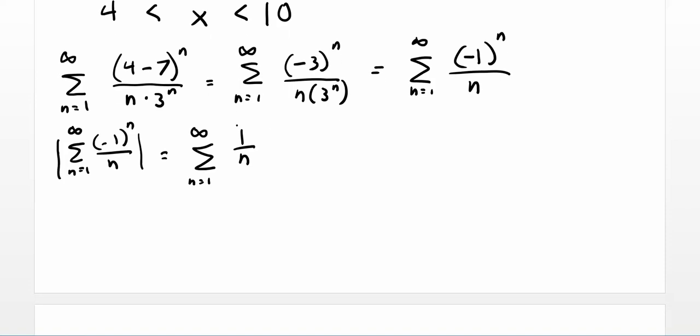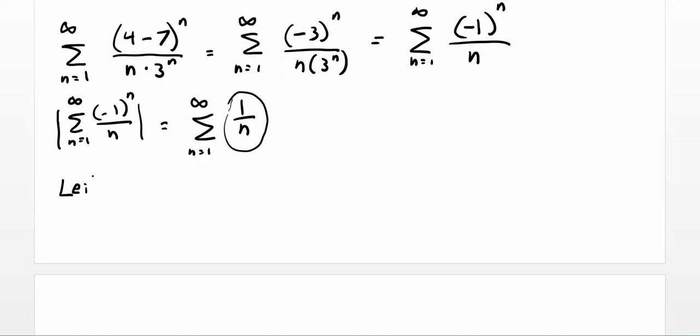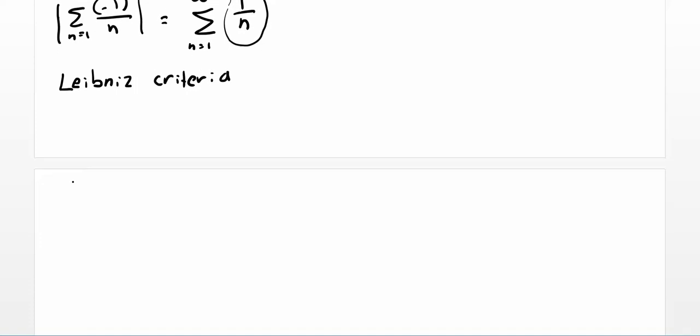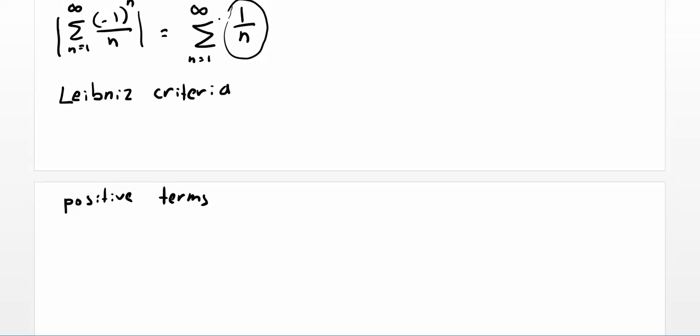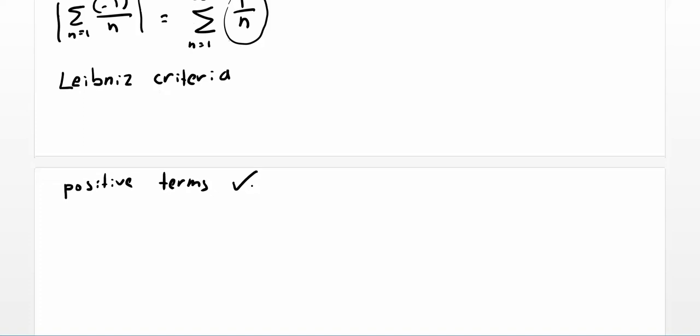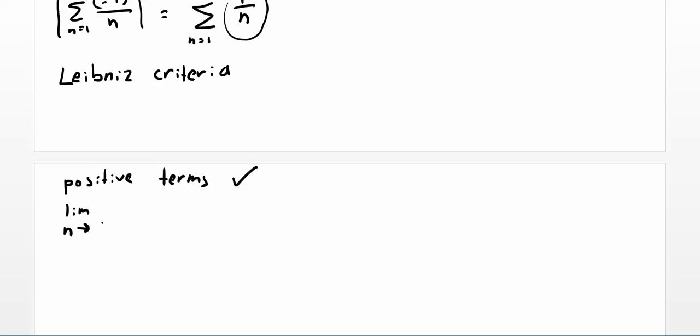What that means is looking at this sequence here, 1 over n, and testing a few things. This is the Leibniz criteria. Okay, so 3 things to check. Does it have positive terms? Obviously that's true, 1 over n. For n being from 1 to infinity, those are only positive numbers, so that's the easy one to check. The limit as n goes to infinity of 1 over n has to be 0, which is again obviously true. As n gets very, very large, this sequence goes to 0.